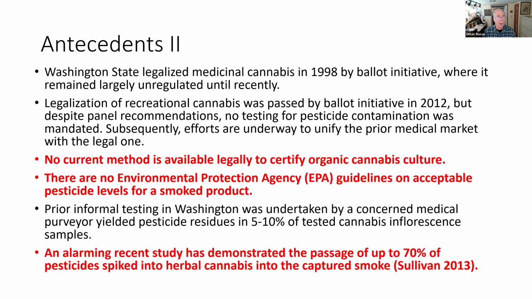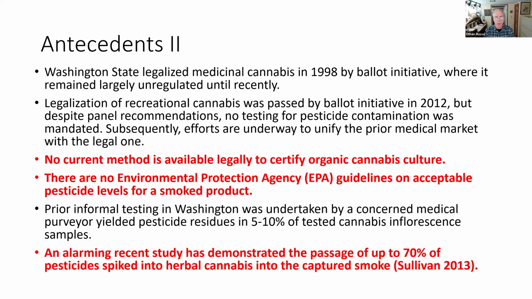Another problem in the industry is because of the forbidden status of cannabis, there's no US organic certification of cannabis. There also are no EPA, Environmental Protection Agency guidelines on acceptable pesticide levels for a smoke product. There are for other crops, of course.